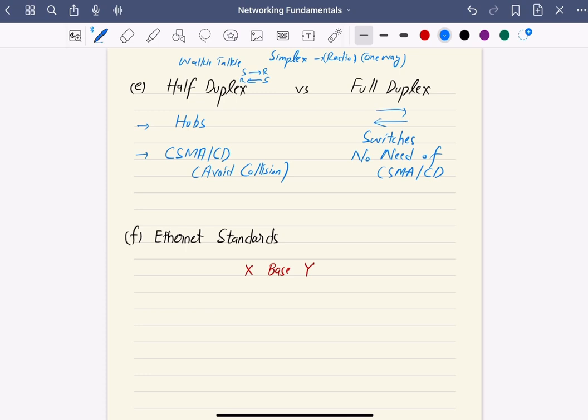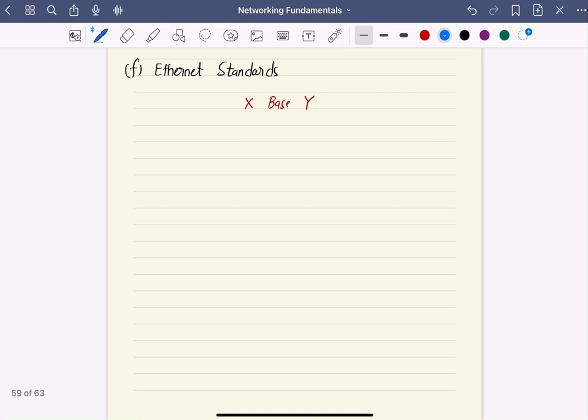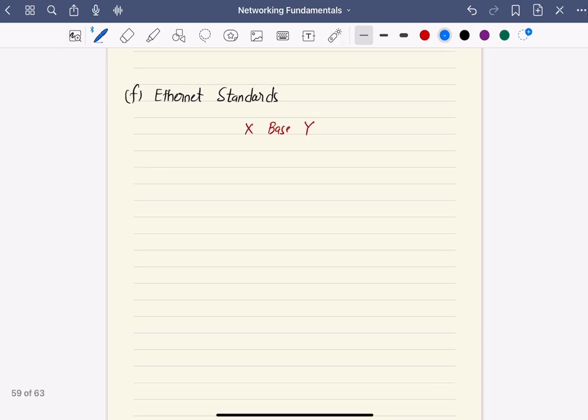Okay. So the last thing for today for the Ethernet is the Ethernet standards. If you want to design an Ethernet, we can use different sorts of cables. We can use coaxial cable. We can also use the category 5, category 6 Ethernet cable, whose technical name is UTP, unshielded twisted pair cable, which we have already talked about in the last video. Or we can also use fiber optics to design an Ethernet network.